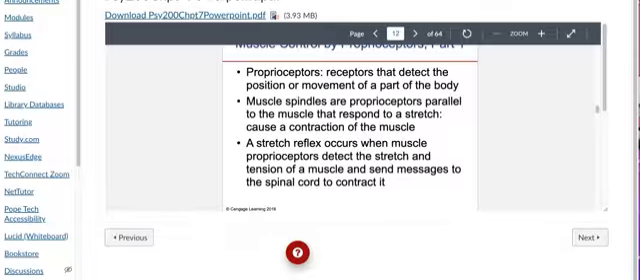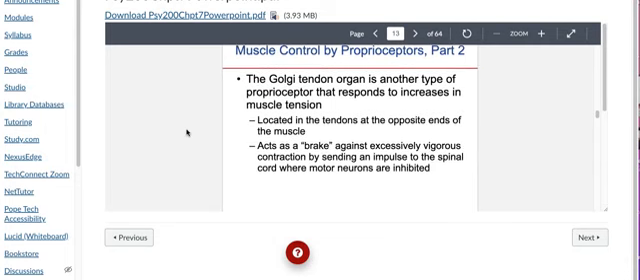Another essential proprioceptor lives in the tendons. It's the Golgi tendon organ. These receptors measure muscle tension, how much force the muscle is generating. If tension gets too high, they send an inhibitory signal to the spinal cord, causing the muscle to relax. This prevents excessive force that could damage tendons or bones.